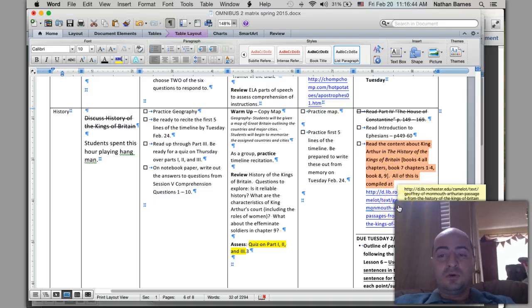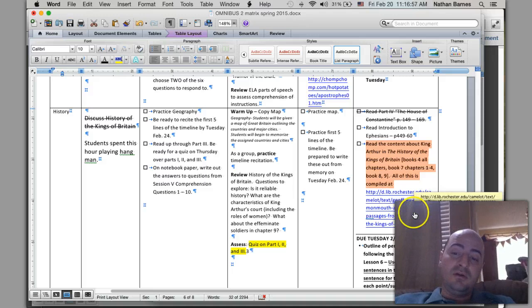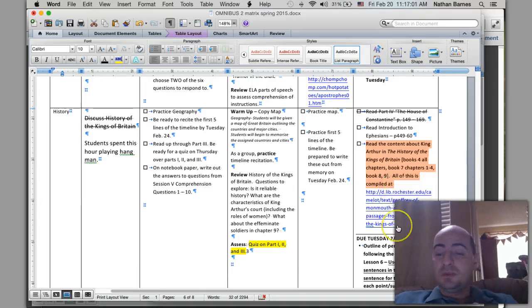All the reading for the week is at this website. It's the University of Rochester in England. It has really good footnotes, and the students can read about Arthur on their devices if they want to.